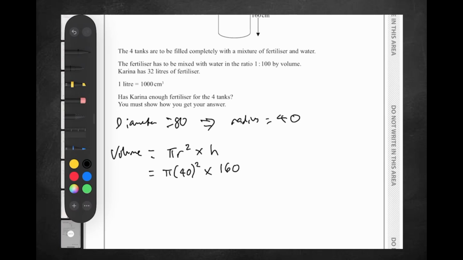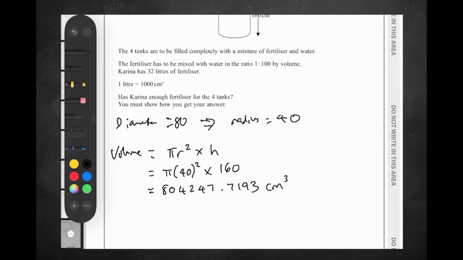So 40 squared times pi times 160 is 256,000 pi, which is 804,247.7193. And that will be centimeters cubed.